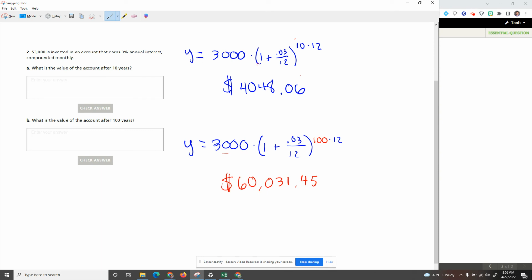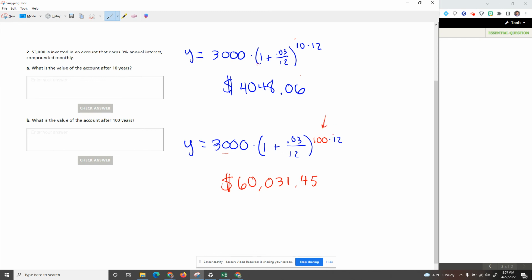So the first one I set up, the amount of money after 10 years is equal to $3,000 that you started with times 1 plus the annual interest rate 0.03 as a decimal divided by 12 since it's compounding monthly, raised to the power of 10 for the number of years times 12 because it's monthly again. All right, when you evaluate that, and we're rounding to the nearest cent for any dollars and cents question, you end up with $4,048.06.